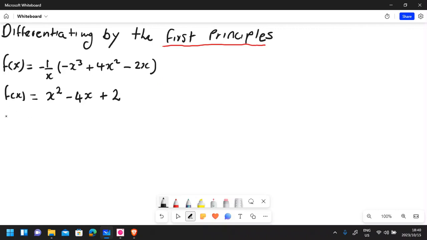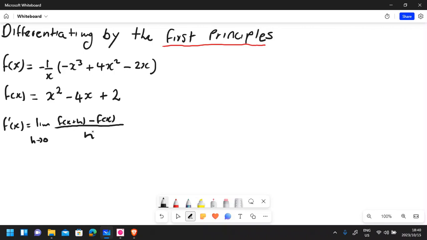So the formula goes like this: f prime of x equals the limit as h approaches 0 of f of x plus h minus f of x, divided by h.